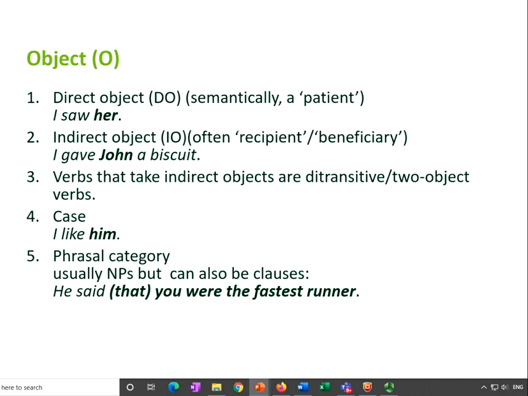So again, if you can substitute something like something or someone for a clause, then you can guess that that could work as a subject or object. And objects usually come after the verb.